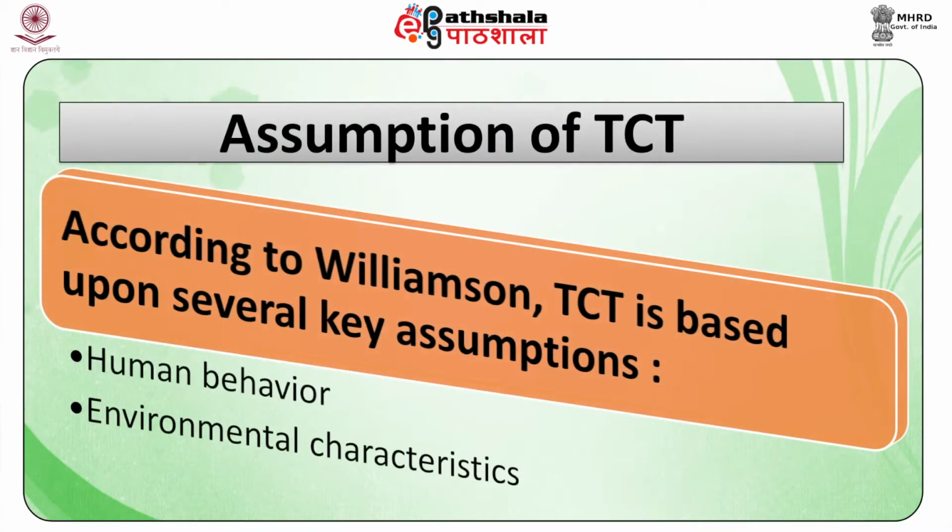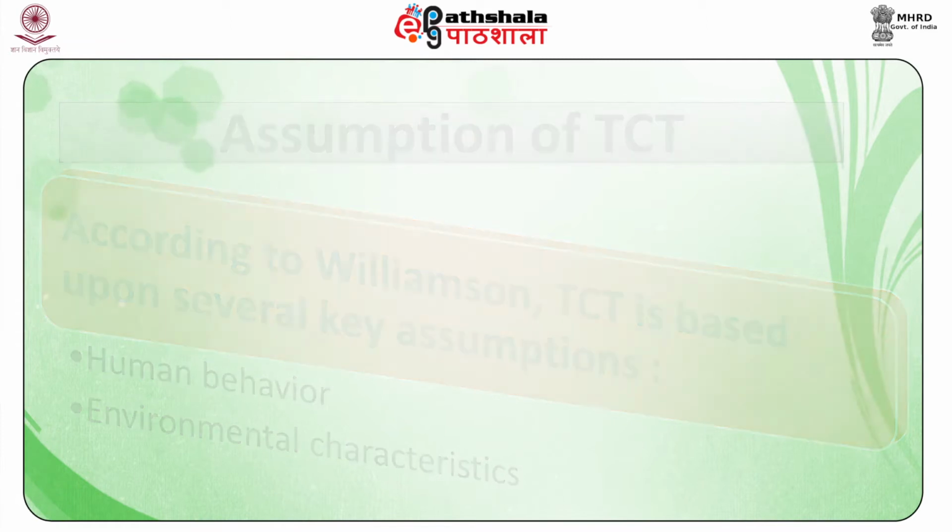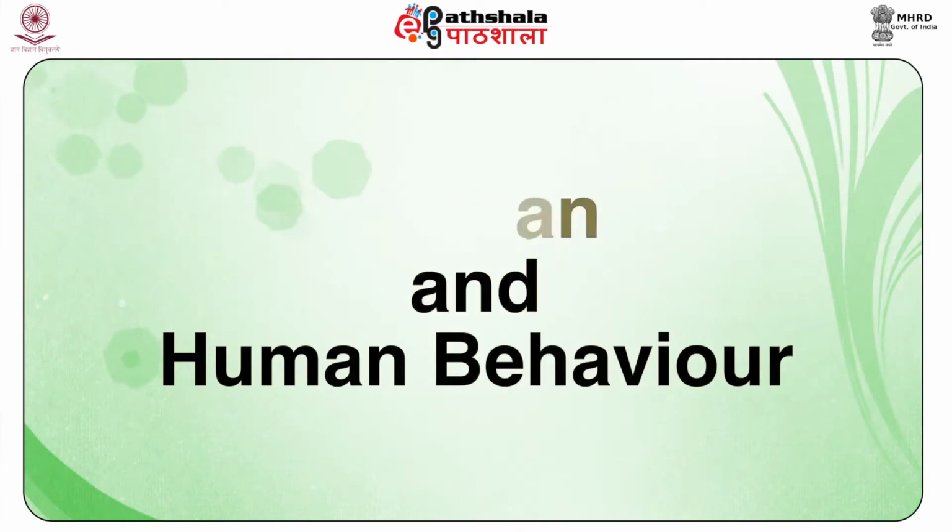According to Williamson, TCT is based upon several key assumptions about human behavior and the environmental characteristics. In order to minimize transaction and production cost, the firm will select the governance from various alternatives available in the organizational menu. The first is human and human behavior. The two most important assumptions discussed here are opportunism with guile and bounded rationality.